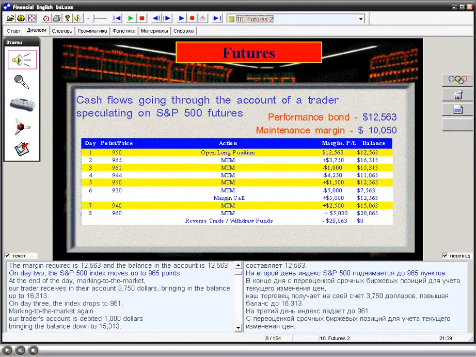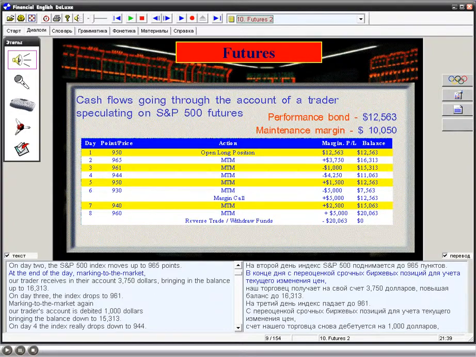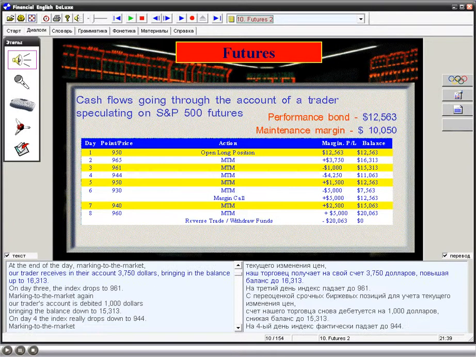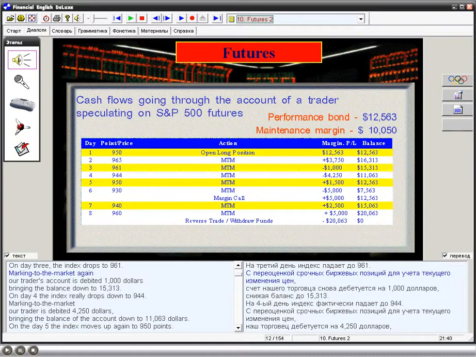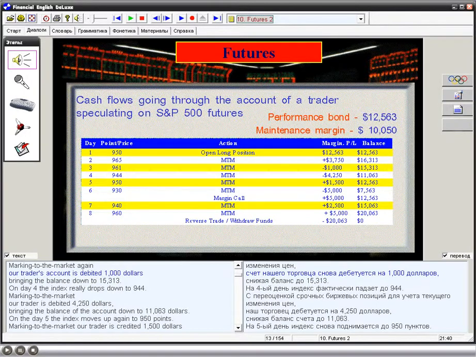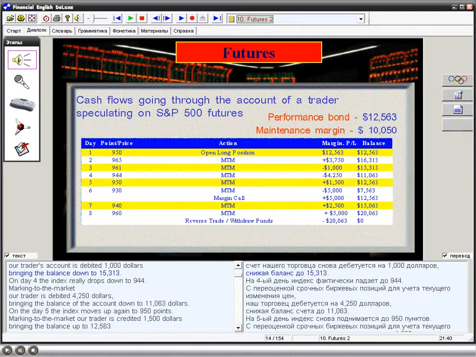On day 2, the S&P 500 index moves up to 965 points. At the end of the day, marking to the market, our trader receives in their account $3,750, bringing the balance up to $16,313. On day 3, the index drops to 961. Marking to the market again, our trader's account is debited $1,000, bringing the balance down to $15,313.